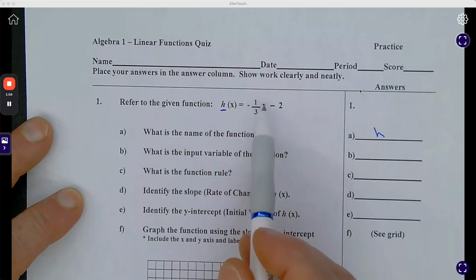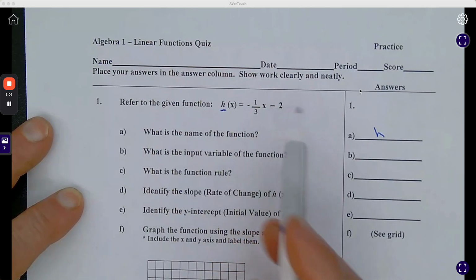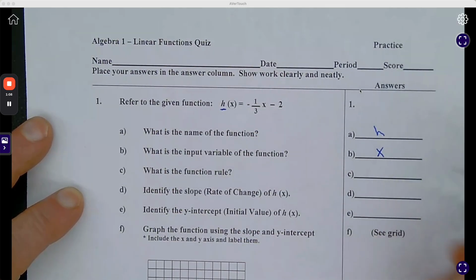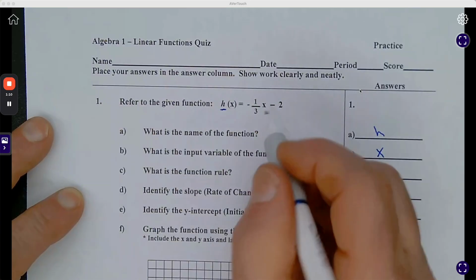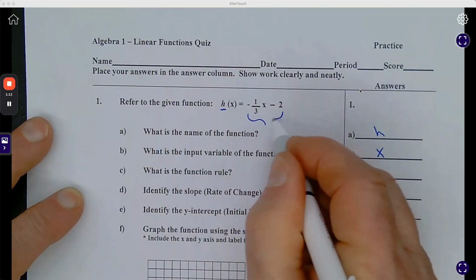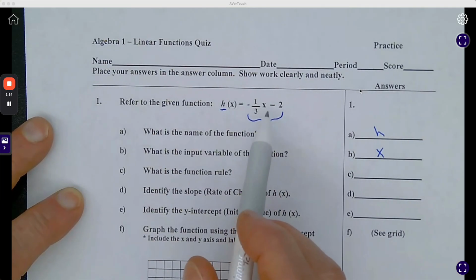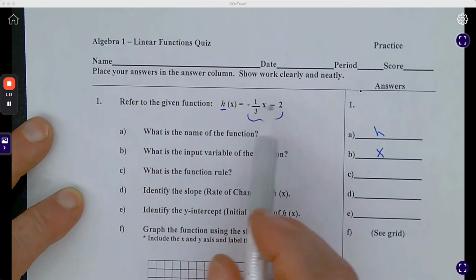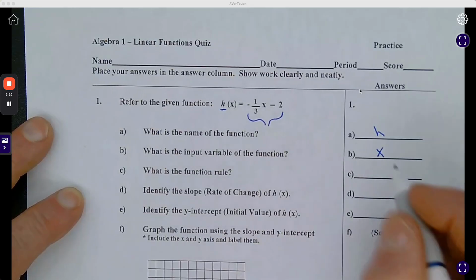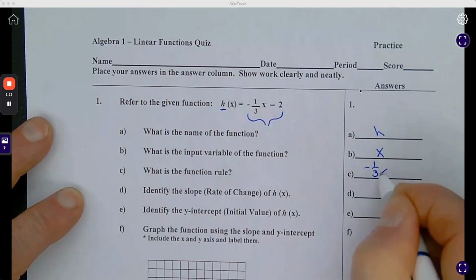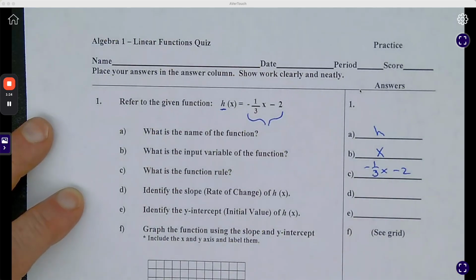Also, the input variable is the variable that's in the function rule. So it's x. Well, what is the function rule? All of this is the function rule. The function rule changes the input to the output by performing those mathematical operations to it. So it's negative 1/3 x minus 2.